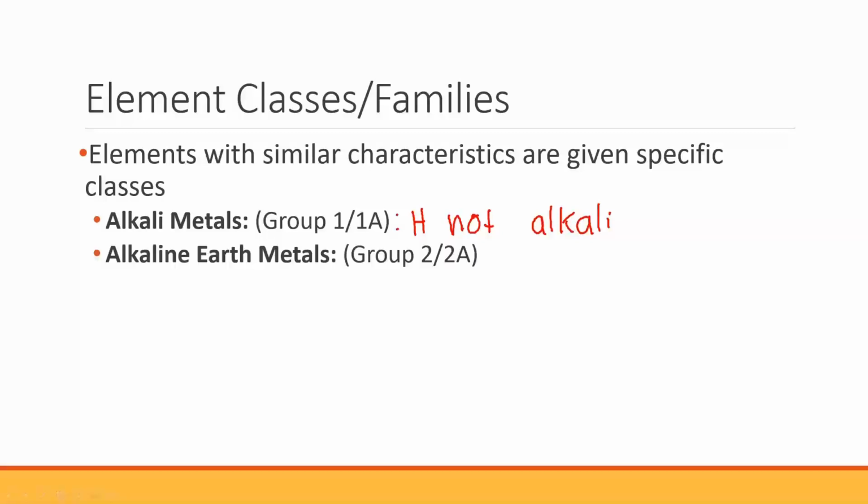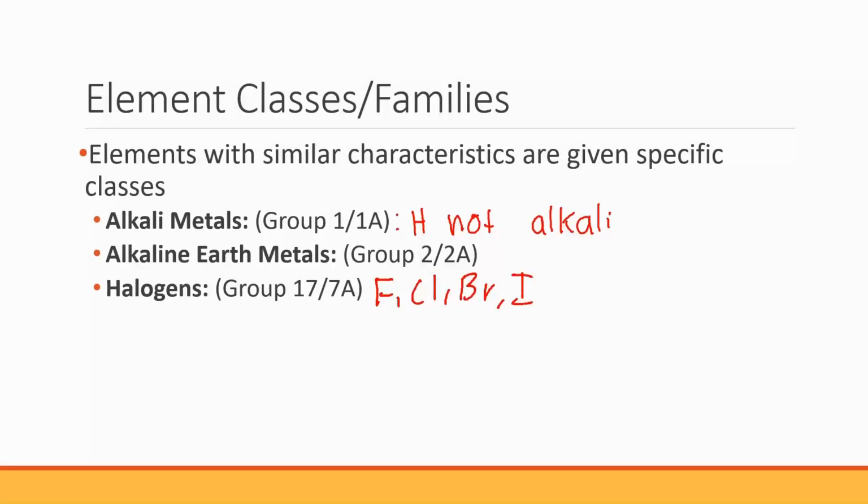Immediately next to it, we have the alkaline earth metals, which are group 2 or 2A, so they would be in the second column. Then all the way across the periodic table to the second to last group is going to be the halogens, group 17 or 7A. The main halogens that we'll look at in this course are going to be fluorine, chlorine, bromine, and iodine. These are the main ones. There's obviously more elements in that column, but in general, we mainly hone in on these four specifically.